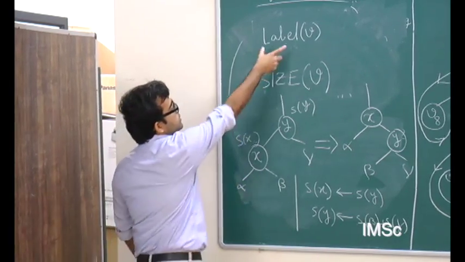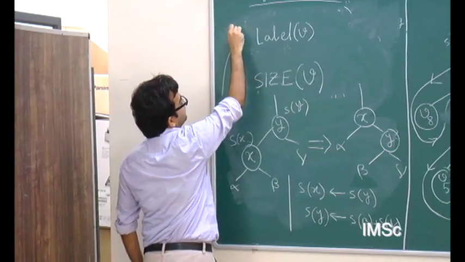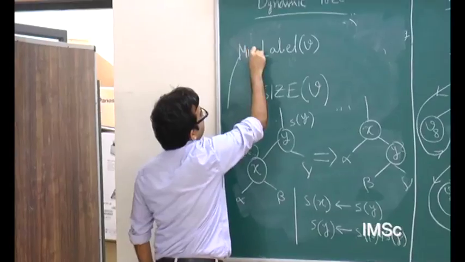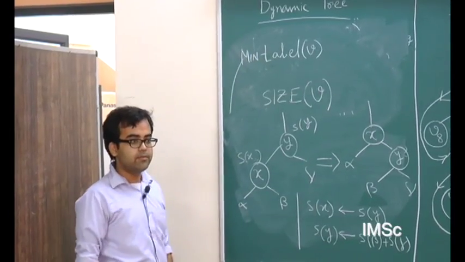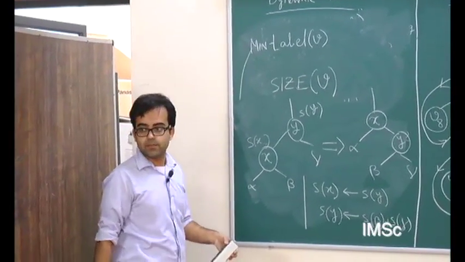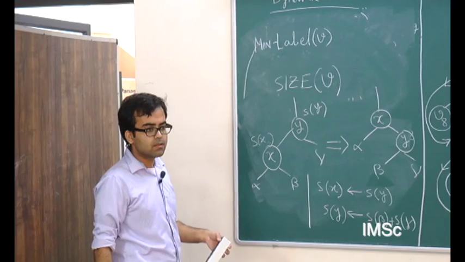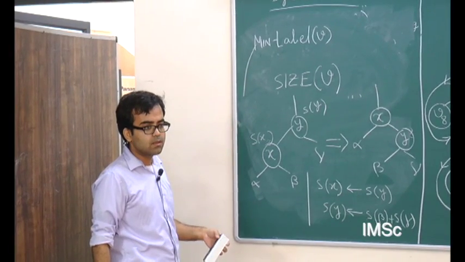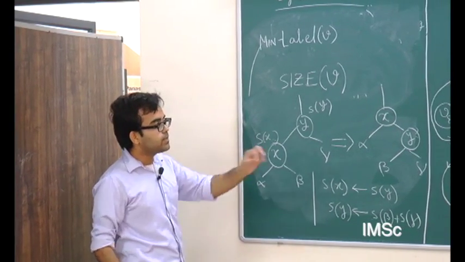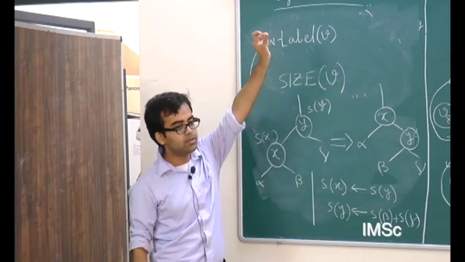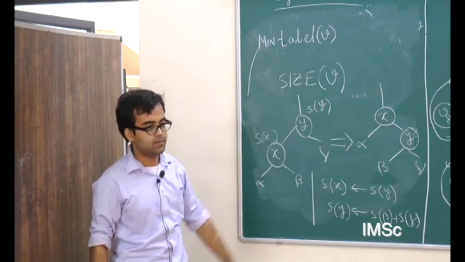Instead of this counter, you will have min label of V. So look at the subtree rooted at V, what is the minimum label in that? How do you update that after you change the label of some vertex? After you have changed the label of some vertex, you just need to follow the path to the root, right? It is log n.